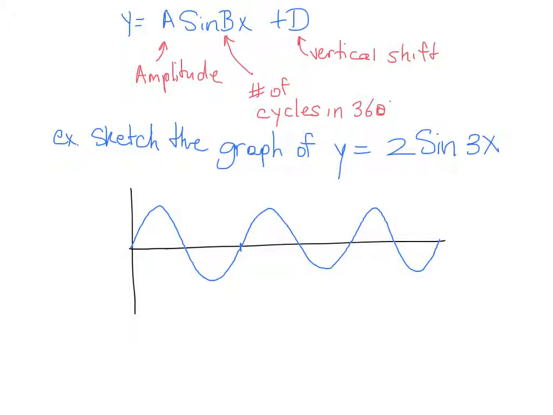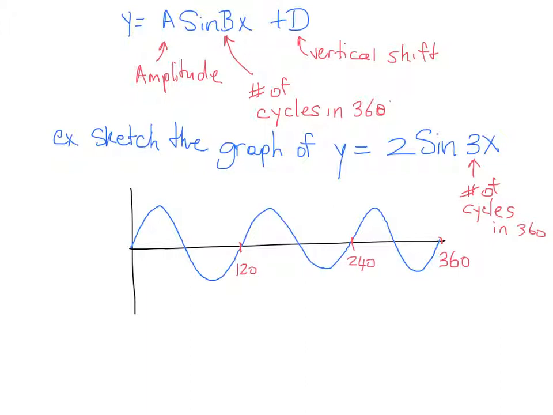Let me use a different color. One ending here, one ending here, and the last one ending here. We have 3 cycles of sine. All right, which means that we have 3 cycles of sine in 360, because remember that's the number of cycles in 360. So since there are 3 of them in 360, this has to be 120, 240, and 360.